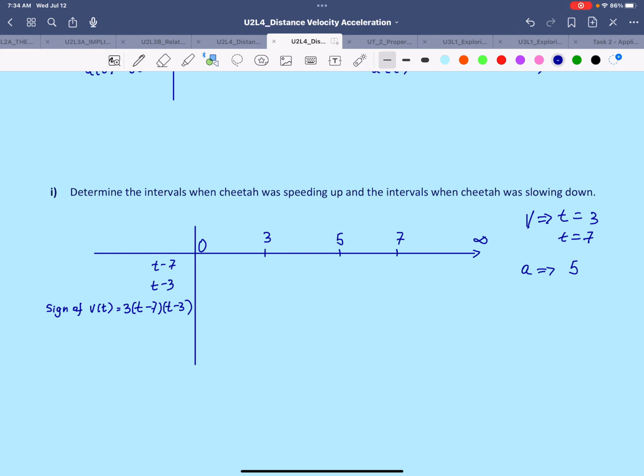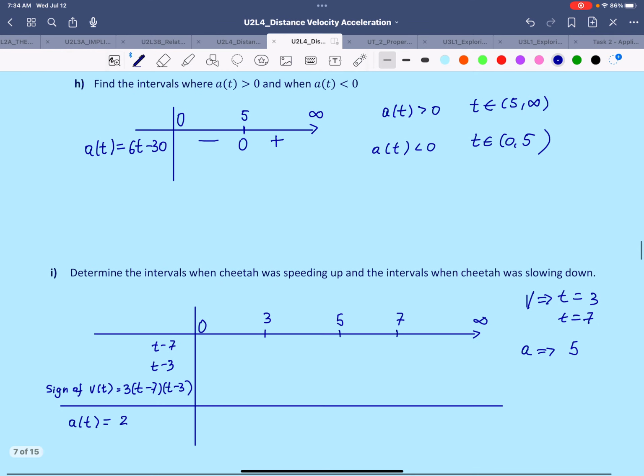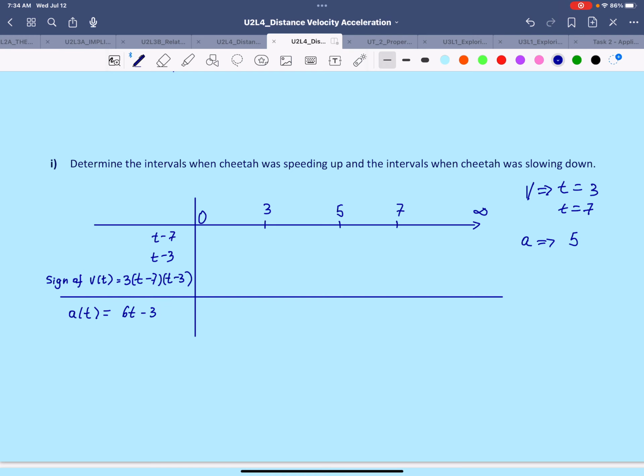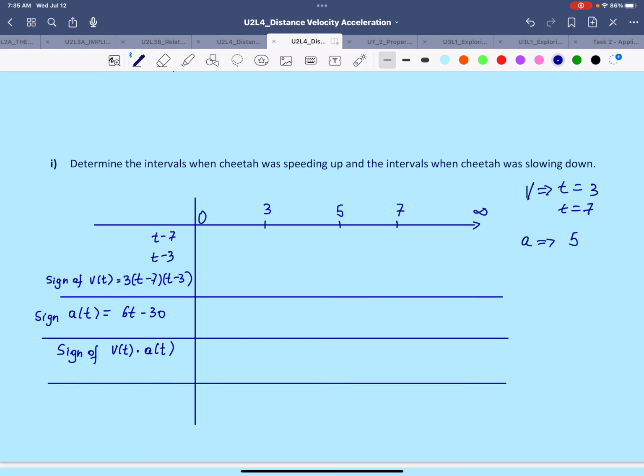And next we are going to list the sign of acceleration. So acceleration is only one factor, linear factor, and that was 6t minus 30. So 6t minus 30. So that would be the sign of acceleration. And down here, we are going to write the sign of the product. So sign of velocity with acceleration. And based on that, we will be able to describe the motion. So description of the motion.